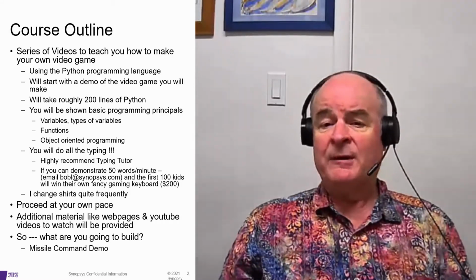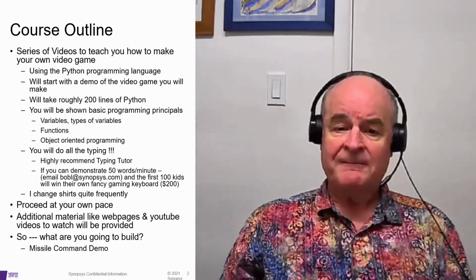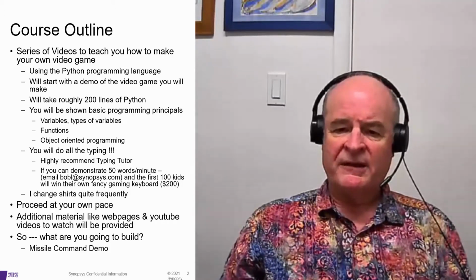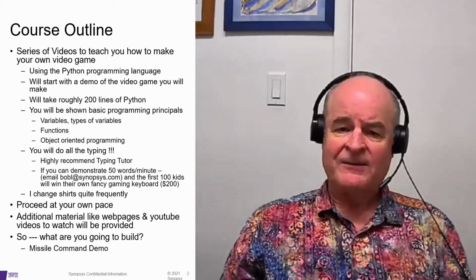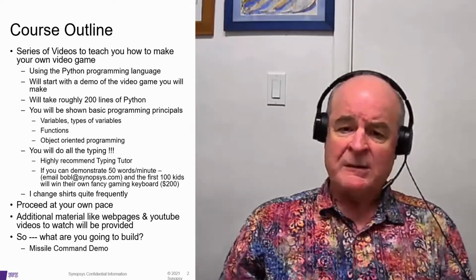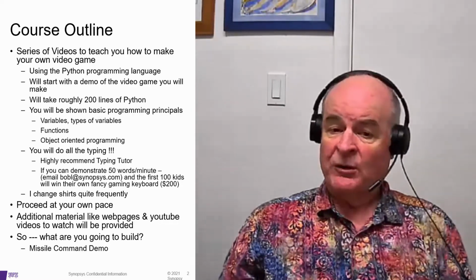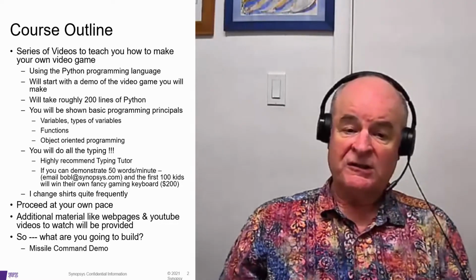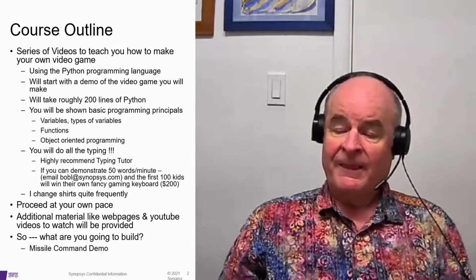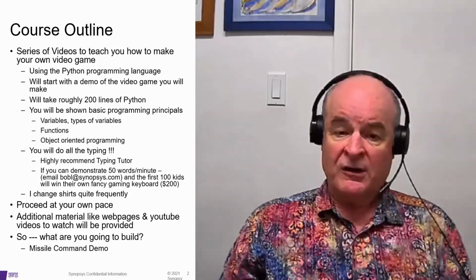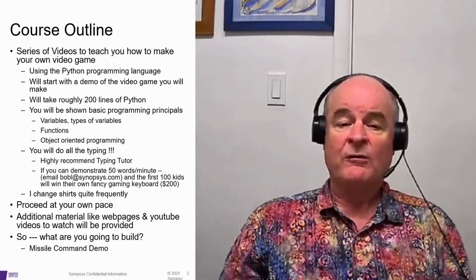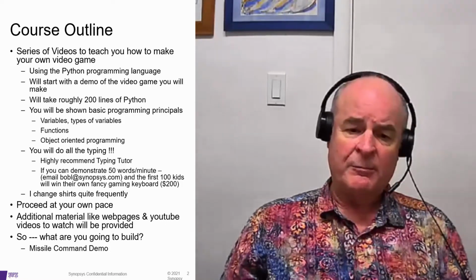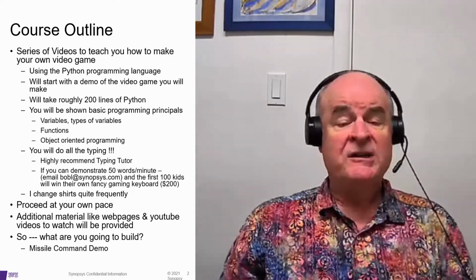I'm going to start with a demo of the video game that you're going to actually make. It's roughly 200 lines of Python. It'll take a little while. It's not too bad. I'll show you basic programming principles: what's a variable and what types of variables, how to write a function, how to organize your program. And also we'll be using object-oriented programming. You can create an object and then use that object over and over again, a very, very efficient way to program.